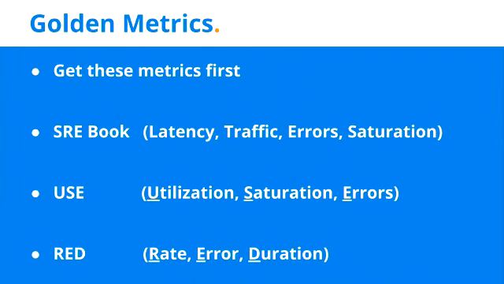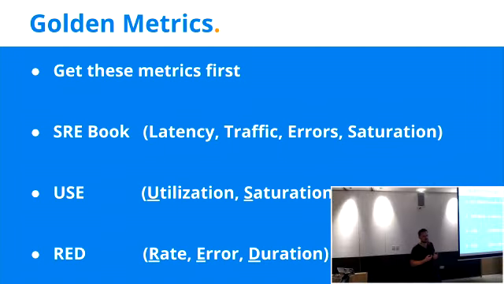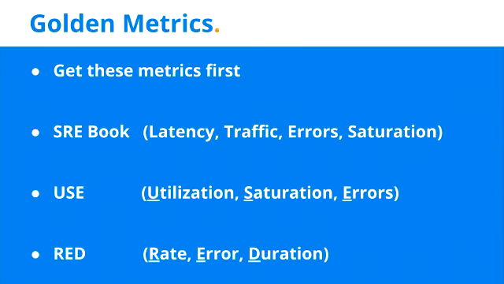So when you start instrumenting an application, you want to start with some really basic metrics. And these sort of help you define which metrics you should go after first. So the Google SRE book says that latency, traffic, errors, and saturation are the things you should go after first. There's the USE method, so utilization, saturation, and errors. And RED, which is rate, error, and duration. So rate is how many things are happening in my application right now, how many errors are occurring, and how long are those things taking.